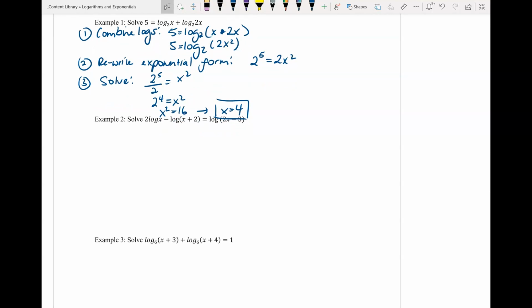Here's our next example. This one's a little bit different, but we're going to start in the same way. We're going to combine our logarithms using our logarithmic rules. In this case, I can see the left-hand side I can combine because you have two terms. I'm going to use our power rule because I have a 2 in front of that log x, and then because of a minus between those two terms, I'm going to use the quotient rule. So our numerator is going to be x squared from our power rule, and then our denominator is going to be x plus 2 from our quotient rule. This is equal to log of 2x minus 3.